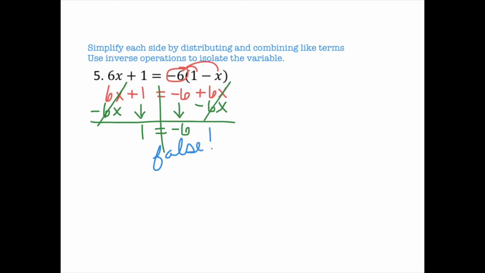Since it is very clearly false, the actual answer to this problem is no solution, because there is no value of the variable that makes the equation true. There is also no check. So no solution means that there's no check. So this happened when my variables canceled out, they subtracted out, but I was left with a false statement.